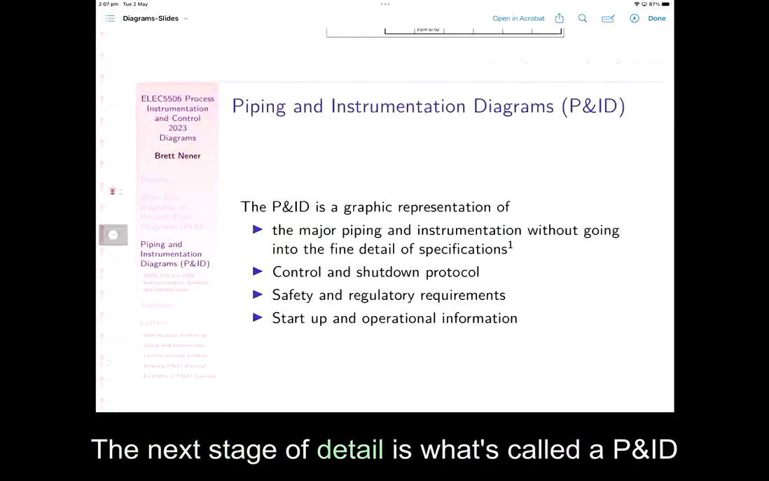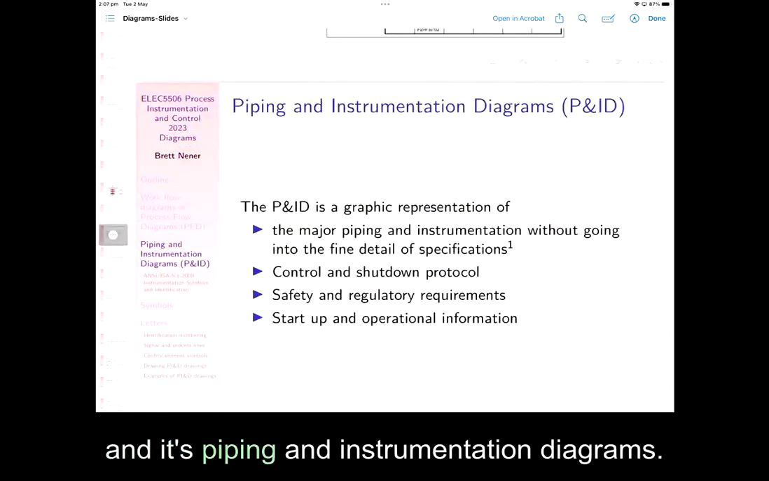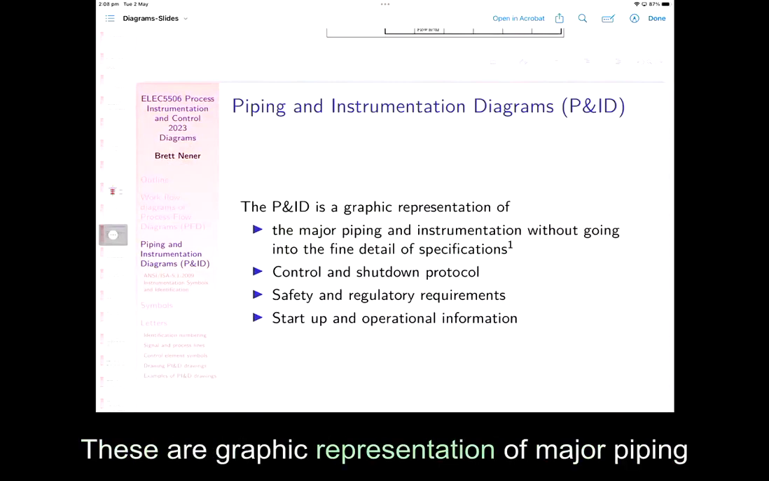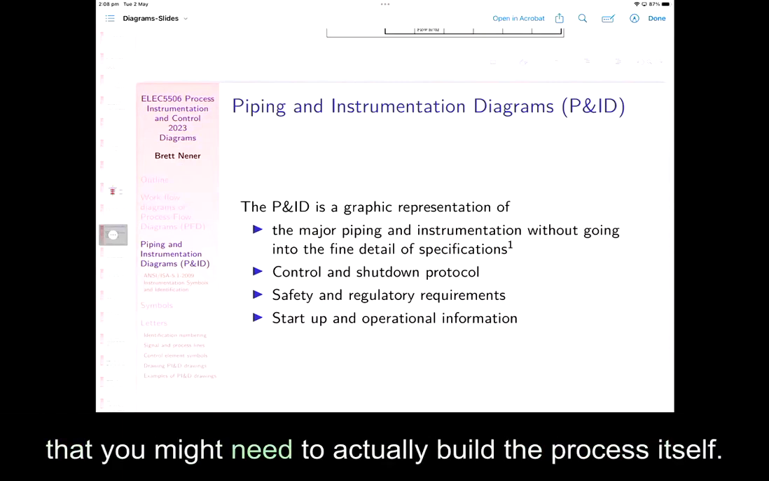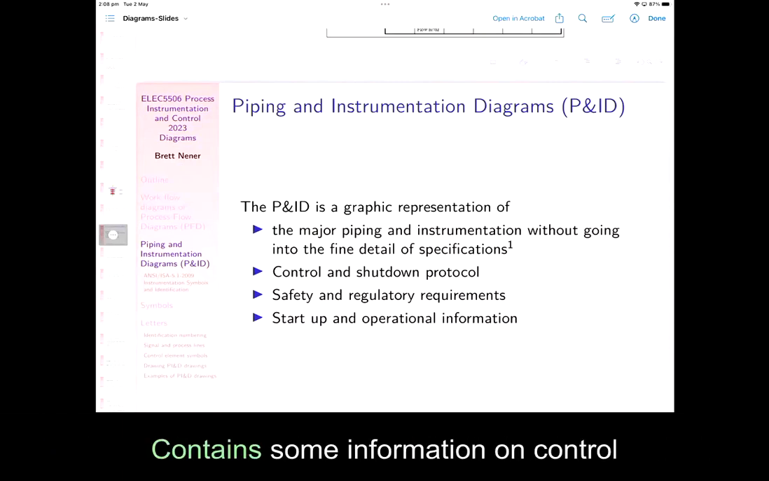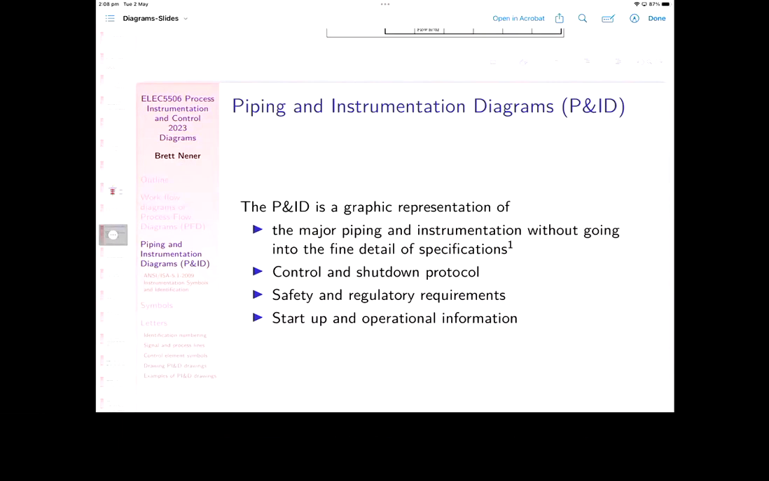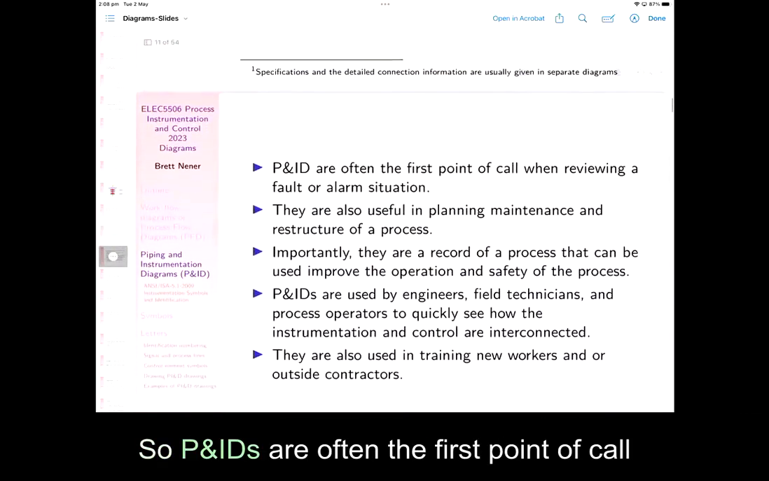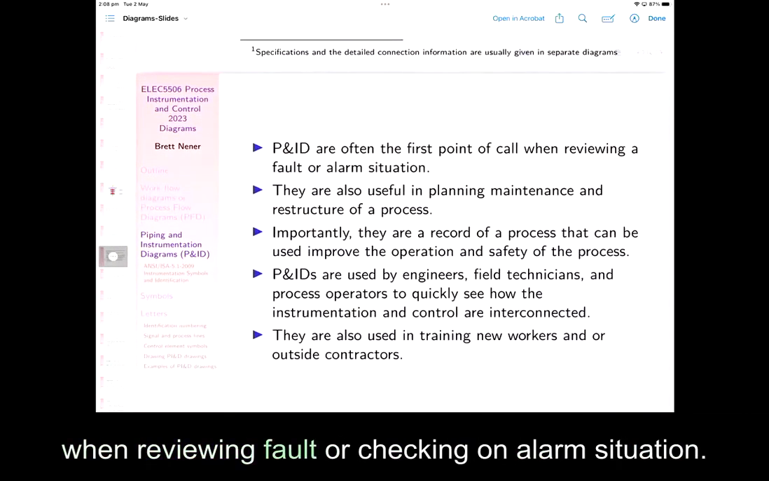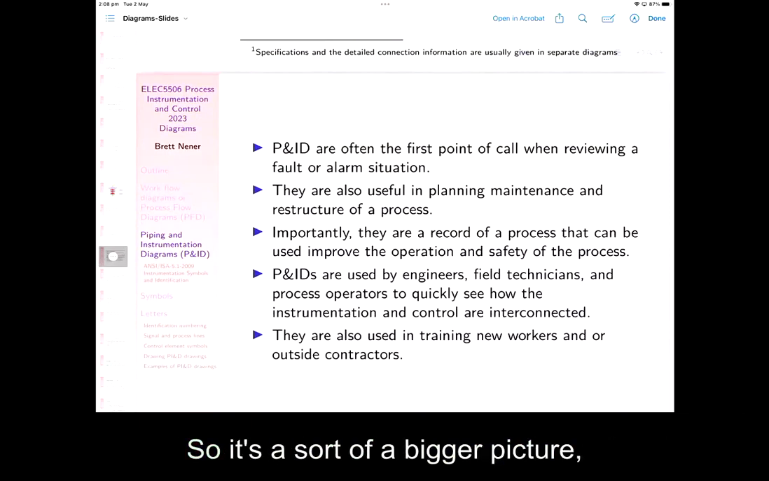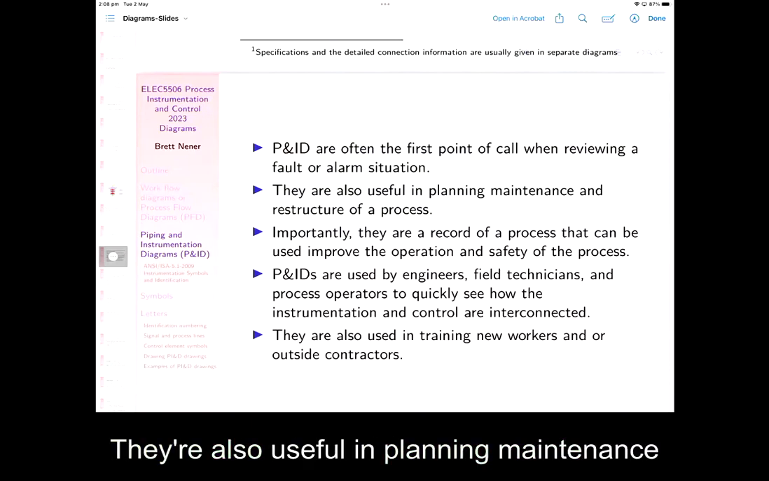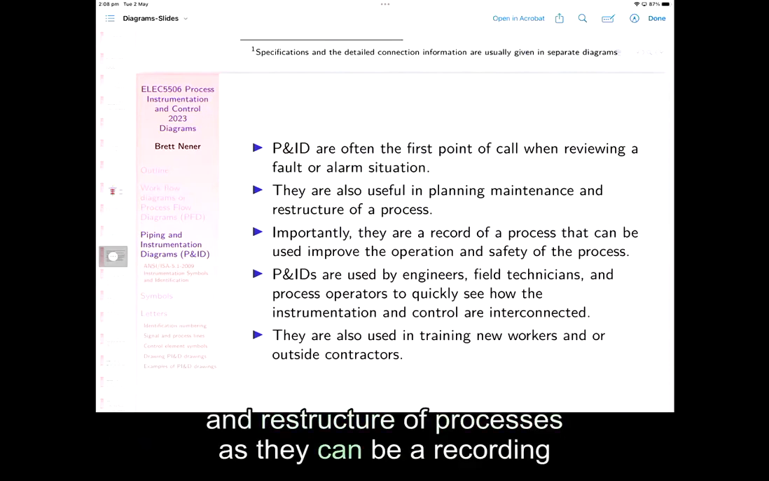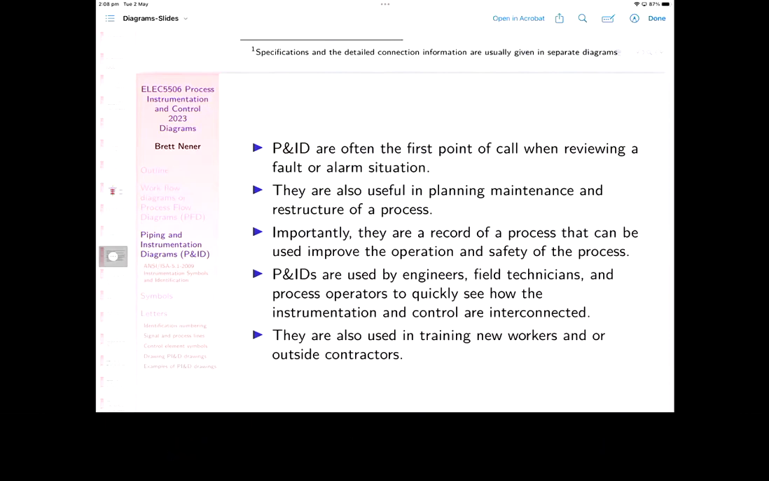The next stage of detail is what's called a P&ID, a piping and instrumentation diagram. This is a graphic representation of major piping and instrumentation, but it doesn't go into all the fine detail that you might need to actually build the process itself. It contains information on control and shutdown protocols, safety and regulatory requirements, and startup and operational information. P&IDs are often the first point of call when reviewing a fault or checking on an alarm situation. It's a bigger picture, but it gives you enough detail to work out where the problem may exist. They're also useful in planning maintenance and restructure of processes, because they can be a recording of how things have been improved or how things can be improved.